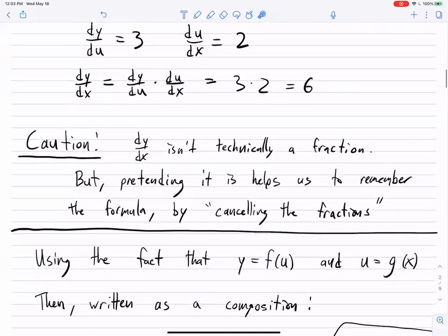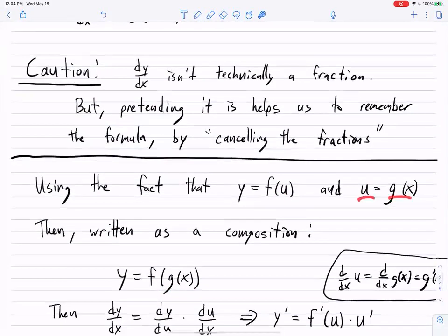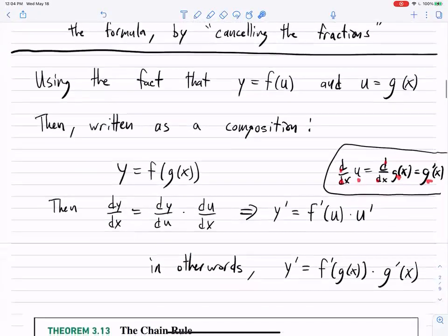And so using the fact that y is a function of u and u is just g of x, written as a composition, we have this. Y is equal to f of g of x, right? So u is our new variable, but u is also a function of x. And so plugging g of x into f, we get y is f of g of x. Because u is g of x, then d dx of u is d dx of g of x, but that's just g prime of x. And so putting that all together, dy dx is dy du times du dx.